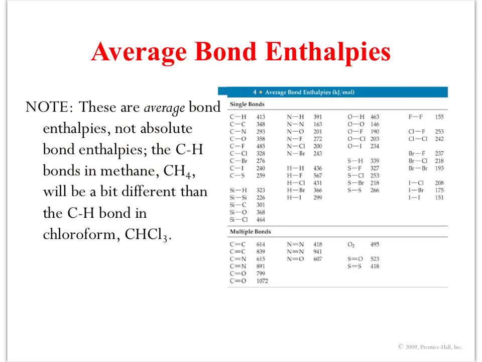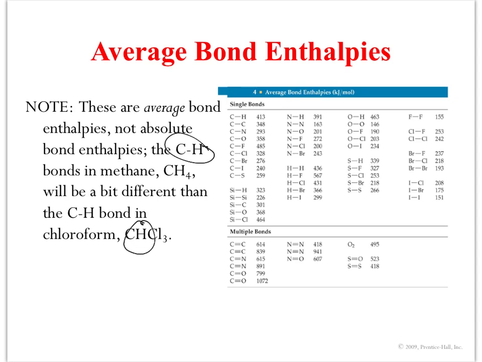These are average bond enthalpies because, and you don't have to know this, when you're talking about a carbon-hydrogen bond, for example, the energy involved in breaking a carbon-hydrogen bond in a methane molecule is different than the energy involved in breaking a carbon-hydrogen bond in chloroform. You don't have to know that, though.